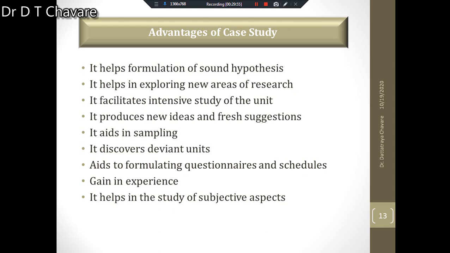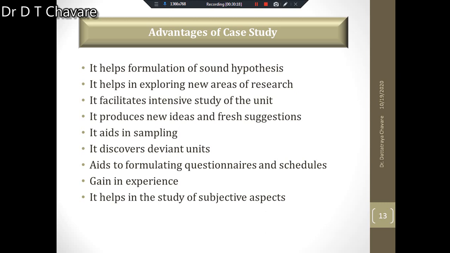Organizations, communities. Hence, it helps in eradicating social problems like dowry, prostitution, sickness of industrial units, and so on. In this way, these are the different types of advantages of the case study method. This is one side of the coin.